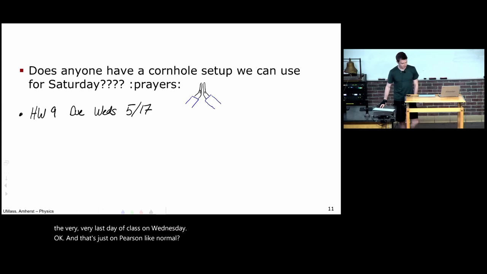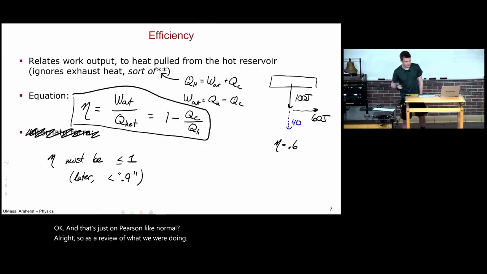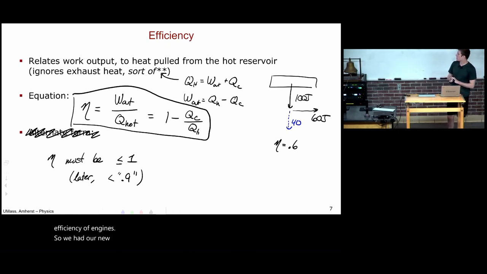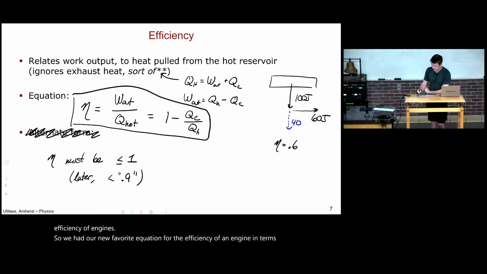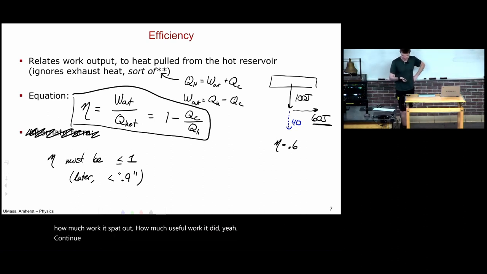All right, so as a review of what we were doing, we were talking about the efficiency of engines. So we had our new favorite equation for the efficiency of an engine in terms of how much work it spat out, how much useful work it did. Yeah? Continue talking. Let's get this going.